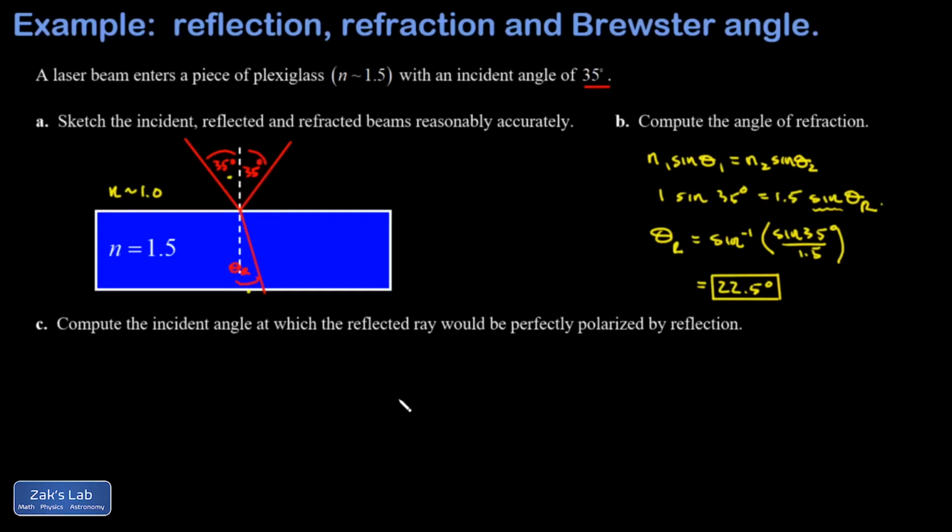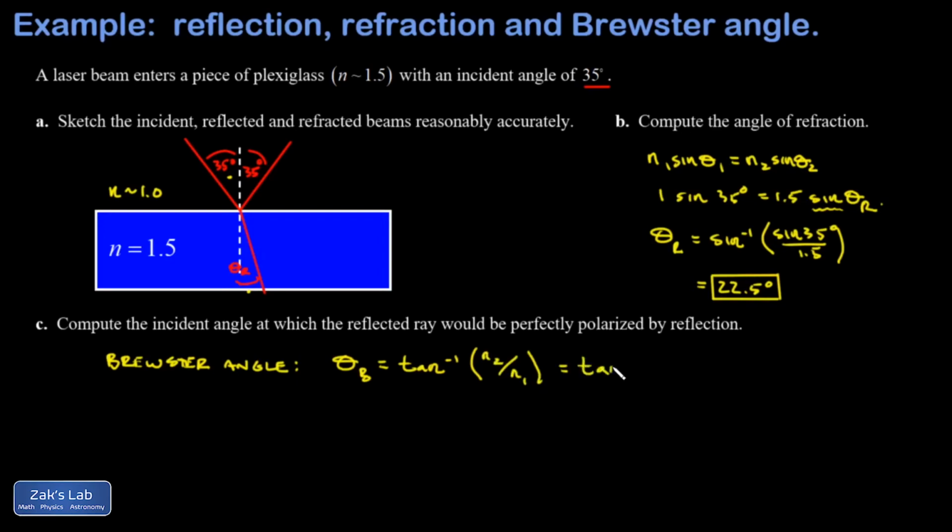Finally, we're asked to compute the incident angle at which the reflected ray would be perfectly polarized by reflection. And again, you might want to refer to the link I posted at the beginning of the video to find out where this was derived. But the angle at which the reflection is perfectly polarized is the incident angle that gives you a 90-degree angle between the reflection and the refraction. And that's called the Brewster angle, and it turned out to be the inverse tangent of N2 over N1.